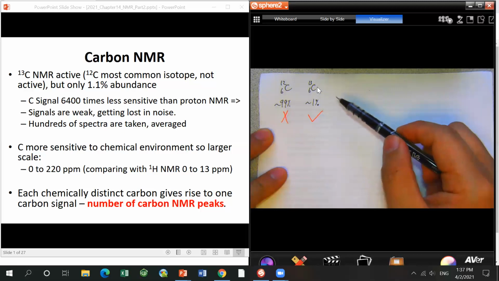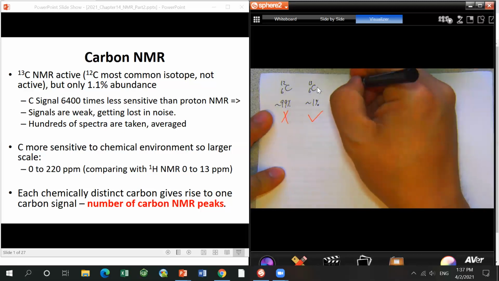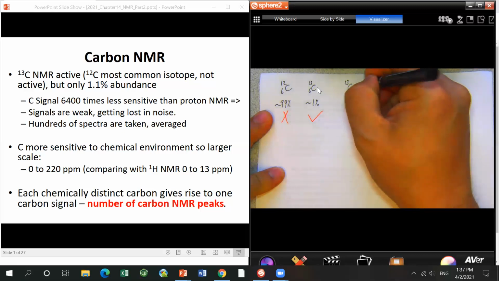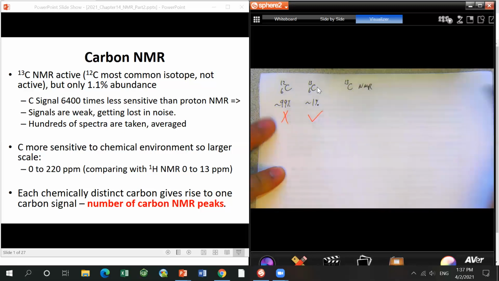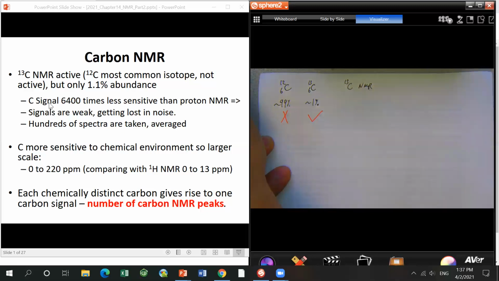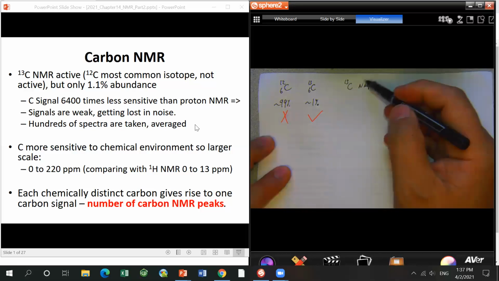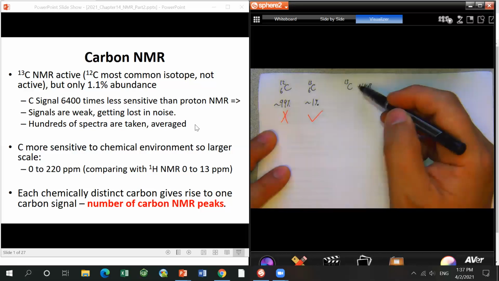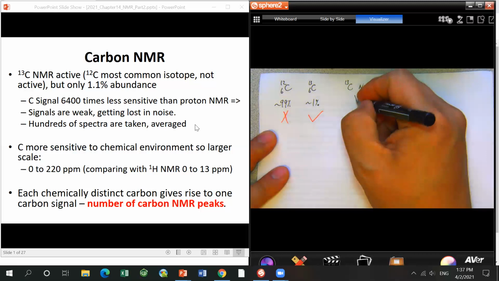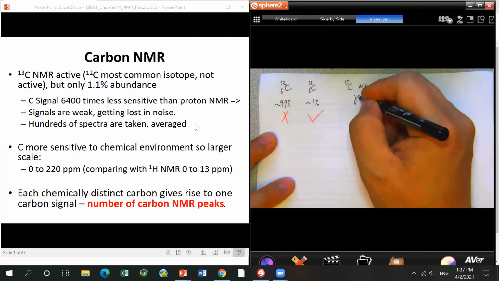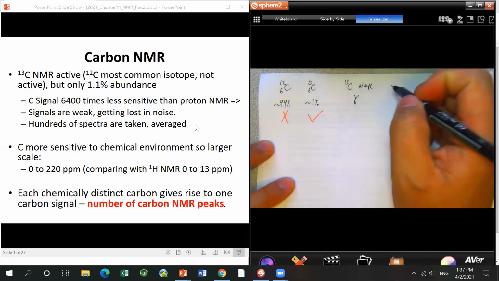That's also why we call it C13 NMR, because we only record the C13 carbon. The C13 carbon signal is about 6,400 times less sensitive than proton NMR. One reason is the very low abundance of carbon 13; another is the carbon 13 gamma value, which is also pretty weak compared with protons.